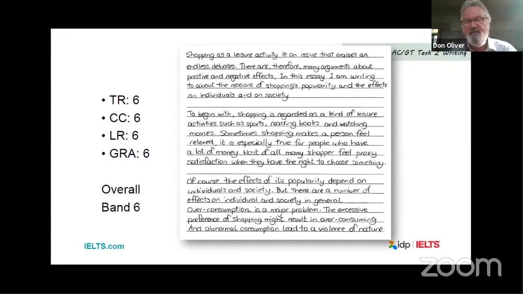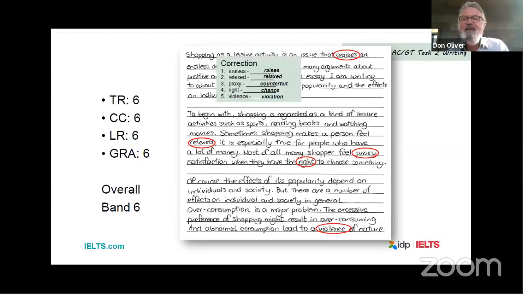And just to look at some of those errors briefly, you'll see what they are. For example, this person makes a lot of spelling errors. And you'll see there, "shopping as a leisure activity is an issue that erases. Sometimes shopping makes a person feel relaxed. Most of all, many shoppers feel proxy satisfaction when they have the right to choose something." The wrong words are chosen and spelling mistakes are quite frequent.